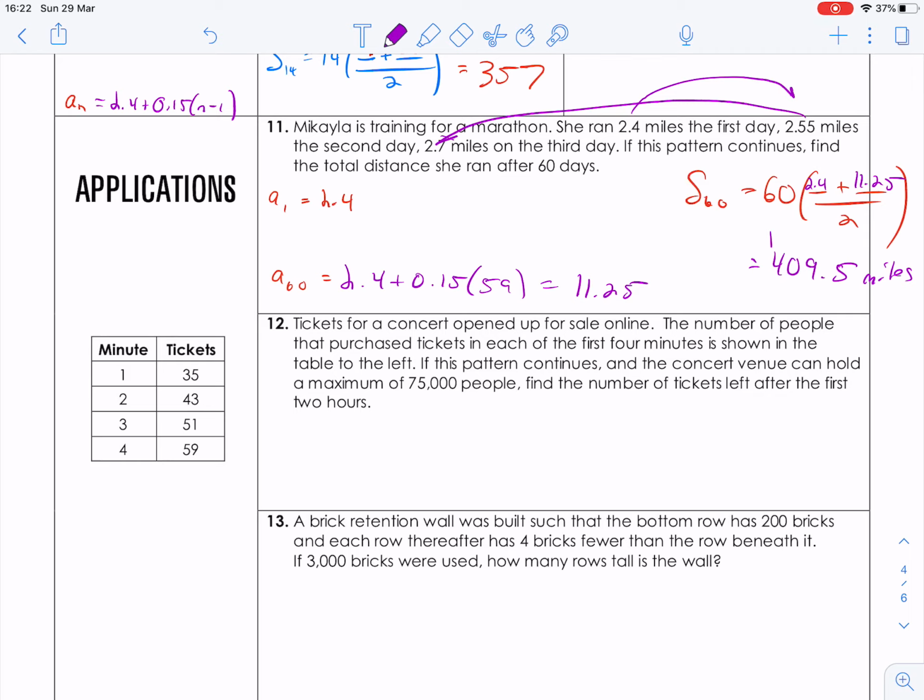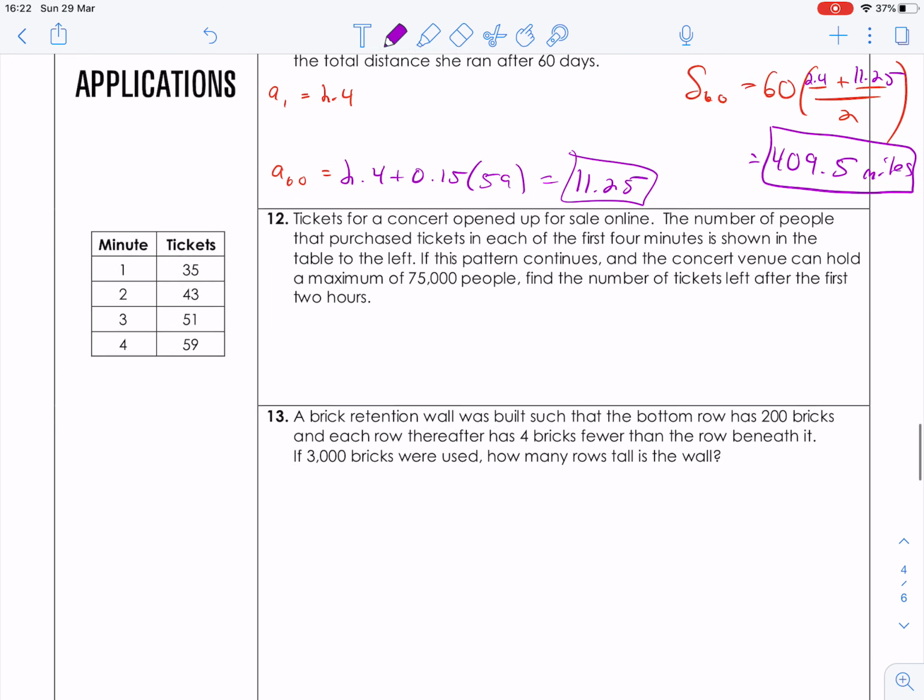That's how much she would have ran total in 60 days. So she increased her mileage by 0.15 a day for 60 days. On the 60th day, she would have been running 11.25 miles, and the total amount she ran in 60 days was 409.5. That is practical. Number 12, same idea.